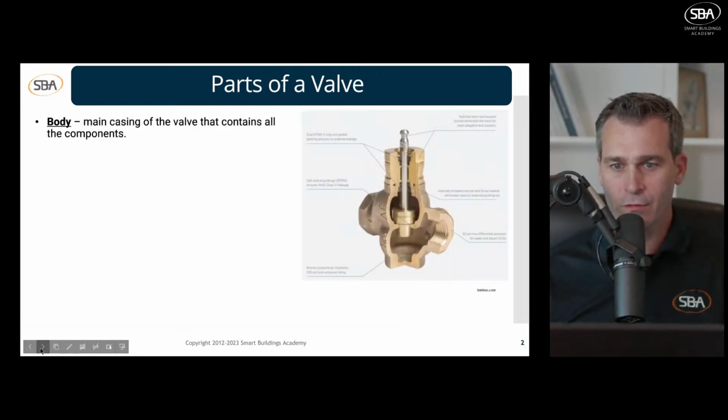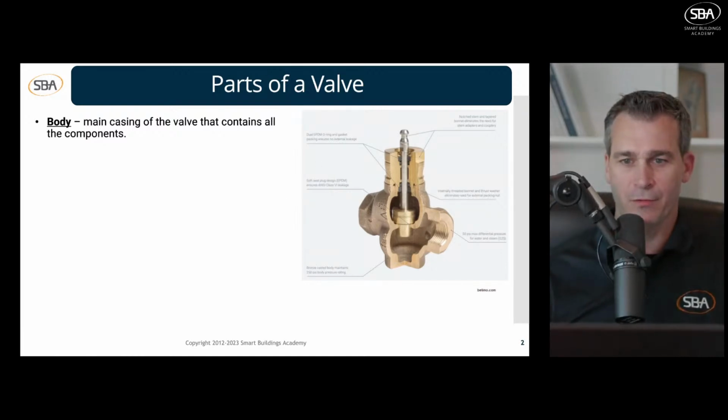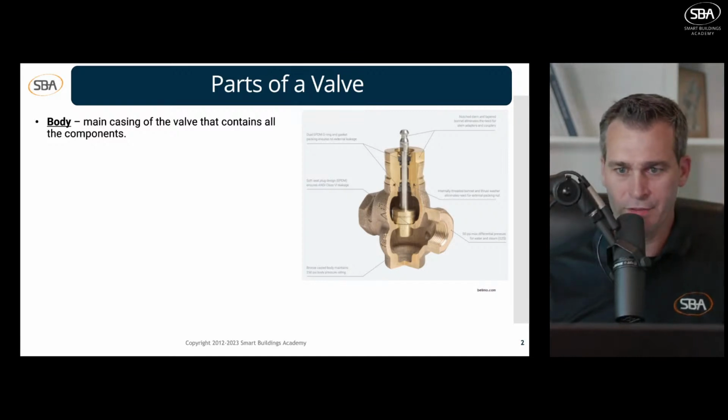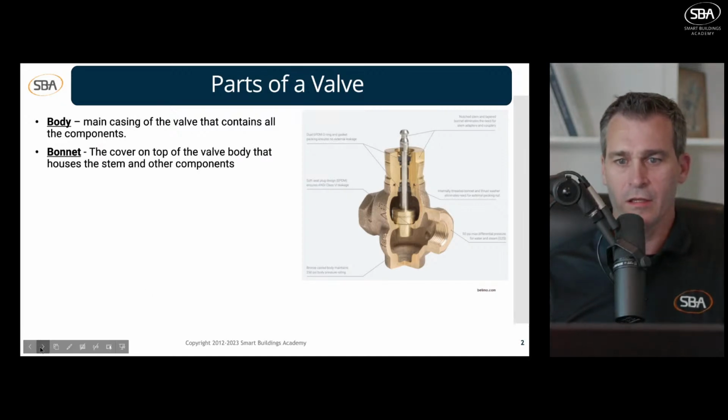Okay. So the parts of a valve, this over here on the right is an example of a globe valve or a ball type valve. In this picture, the main casing of the valve is going to be called the body. That's going to be our outer shell. It's going to contain all the components that we'll use to control this valve. The bonnet is going to be the cover on top of the valve body.